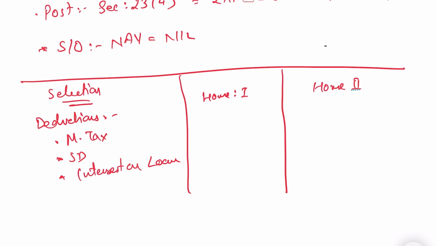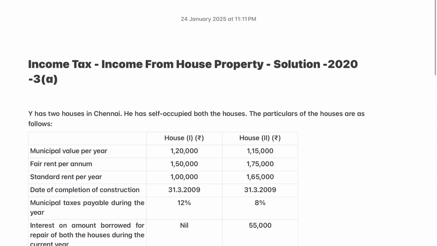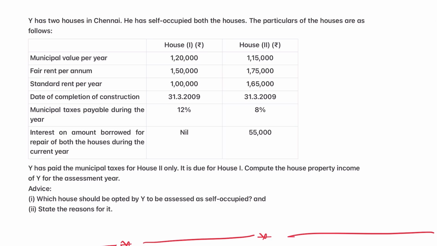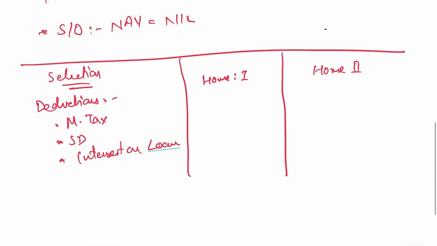So when we talk about house 1, the municipal tax has been paid for house 2 only. So there is no municipal tax for house 1. And when we check interest on loan, there is nil. So nothing in case of house 1. No municipal tax, no standard deduction, and no interest on loan.